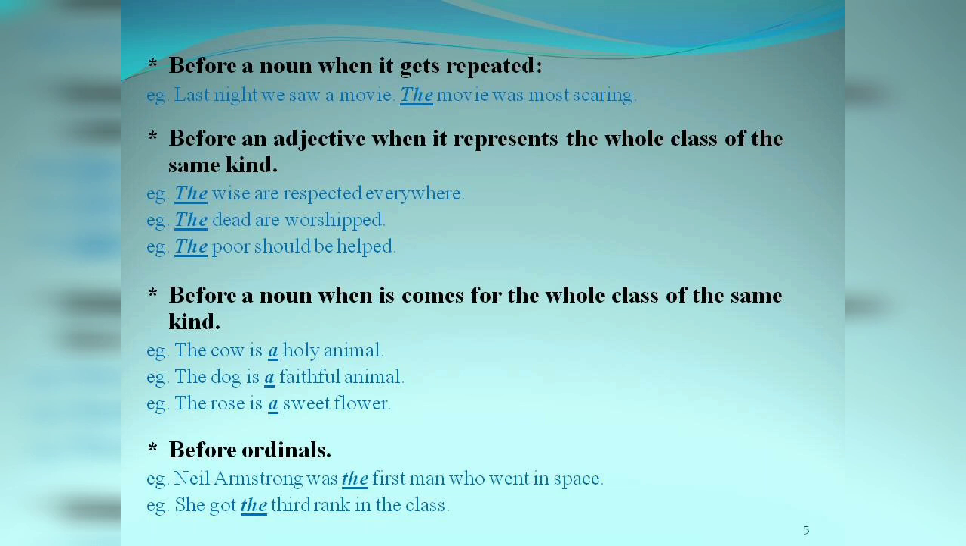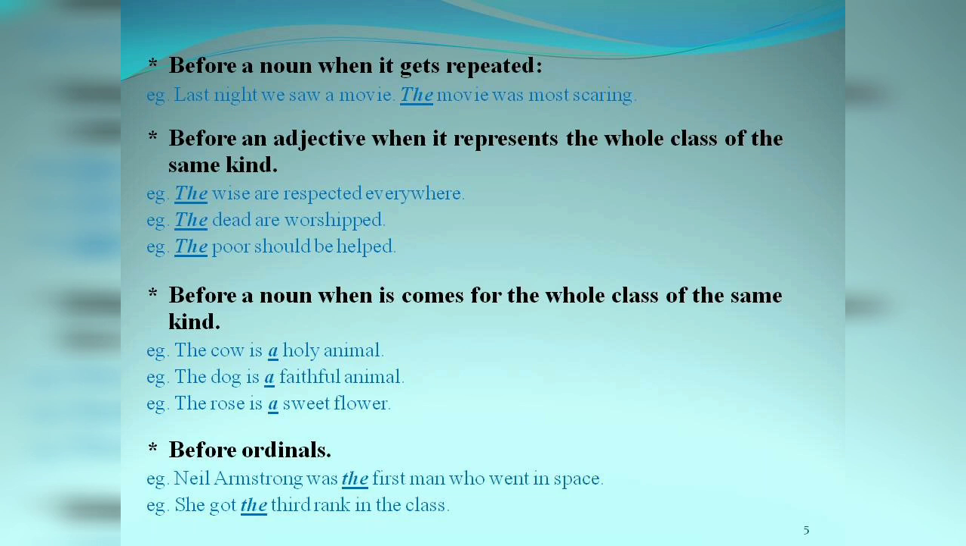Next rule says before ordinals. You already know that two types of counting are there, cardinals and ordinals. So before the use of ordinals, we must use the, but such ordinals must be followed by some noun. Okay, a noun must be there after an ordinal. Only then we can use the before it. Like Neil Armstrong was the first man who went in space. And ordinals are first, second, third, 100th, 20th, 31st. These are ordinals. And cardinals are 1, 2, 3, 4, 5. Okay. So if an ordinal is followed by a noun, we must use the before it.